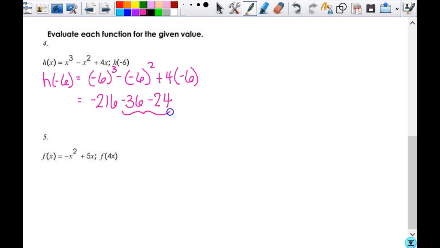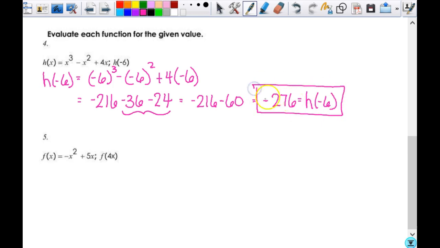But I'm going to combine these two together first, because that 6 and the 4 tells me I'm going to get a 10 there. So I'm going to rewrite the negative 216, negative 36 and negative 24. So the 30 and the 20 is 50, the 6 and the 4 is 10, so that's minus 60. Then that's pretty easy. I get negative 276, and that is equal to h of negative 6. And make sure in the end you don't just give me a number, that you actually say what it is there.